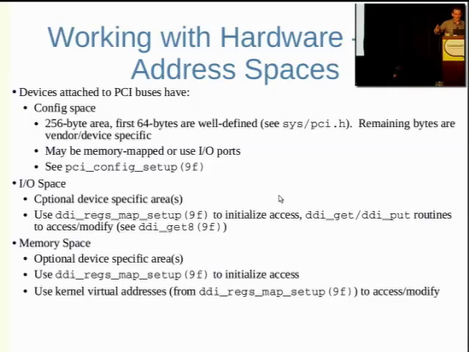Okay, so PCI has config space, IO space, and memory space. All of these spaces can be accessed by using DDI regs map setup. There is a special routine for the config space, but it is basically doing DDI regs map setup underneath.